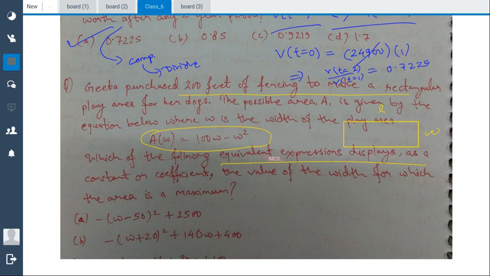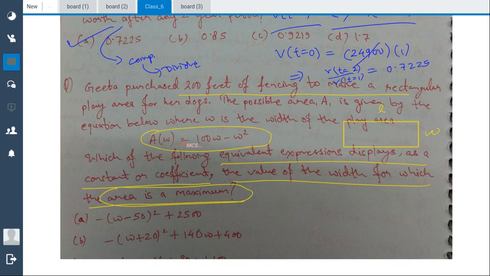Which of the following equivalent expressions displays as a constant or coefficient the value of width for which the area is maximum? So what do you want? You want area to be maximum. My dear friends, can you please tell me at what value of W the area is going to be maximum, first of all? Would it be 20?